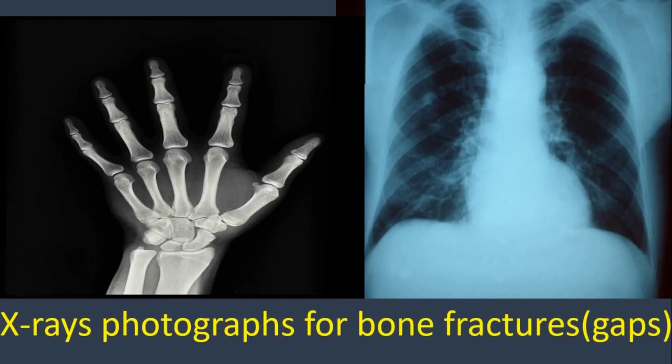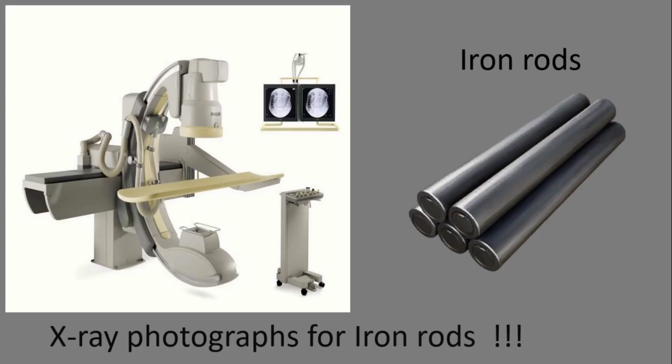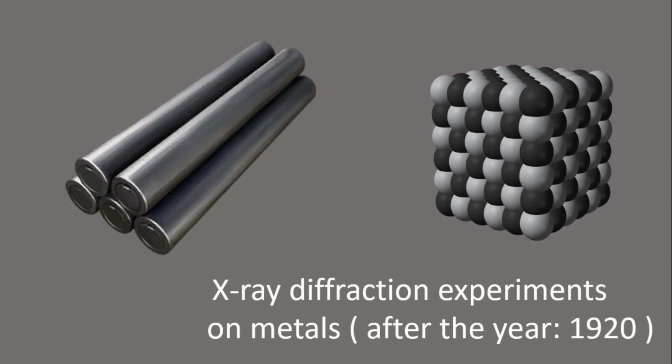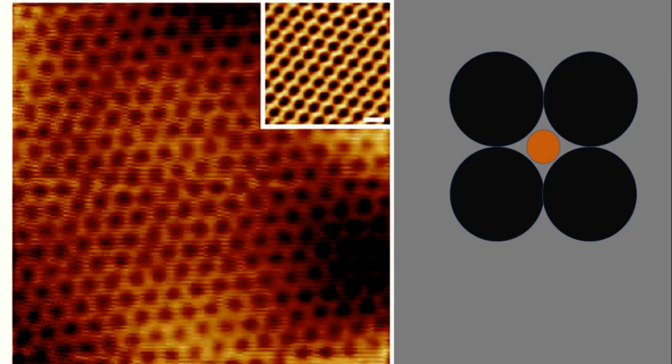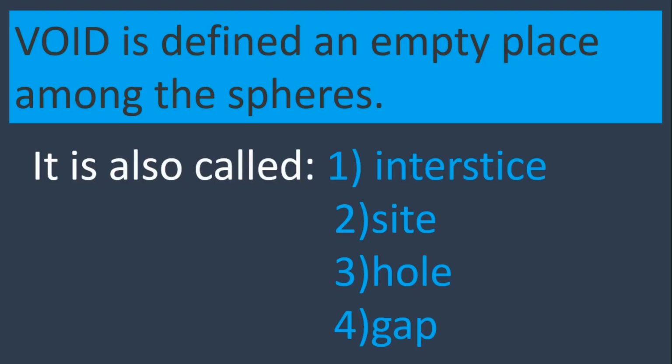Just like we take X-ray photographs to identify the gaps. What are gaps? Fractures in the bones. In the same manner, X-ray photographs can be taken for iron rods. We can identify the space among metallic atoms. This was identified in the year 1920 during X-ray diffraction experiments. See the gaps among iron atoms?